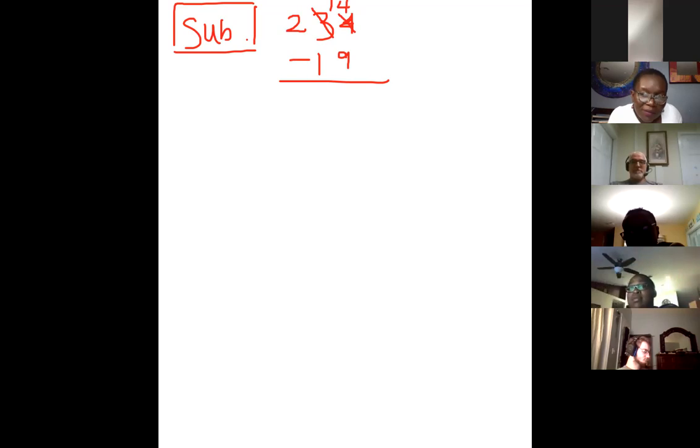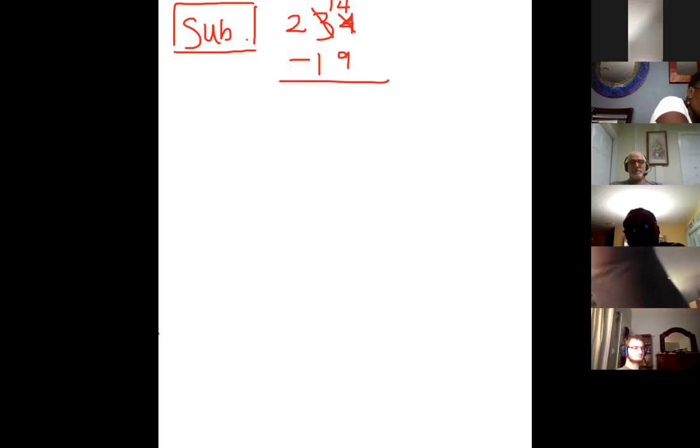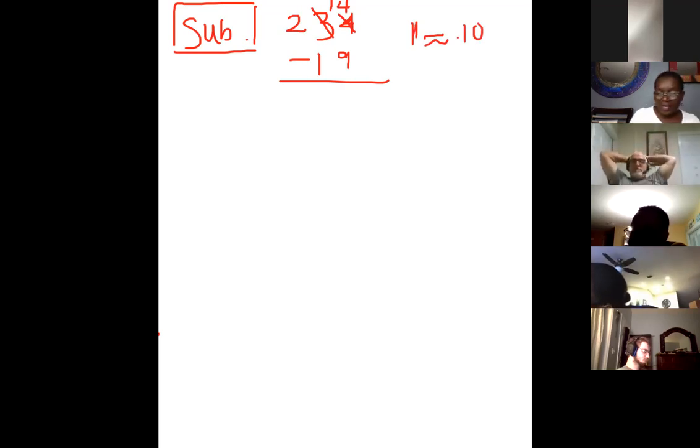How do you get the 14 though? 10 plus 4. Right. So the one that you borrowed is equivalent to 10. So 10 plus 4 gives you 14. And then you carry on with your subtraction.